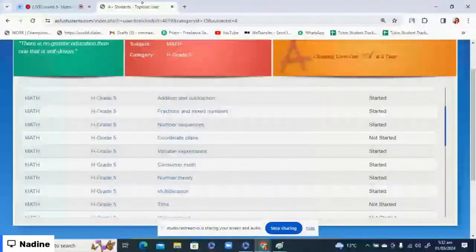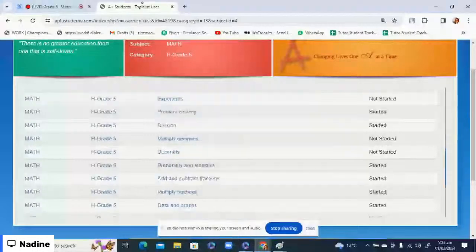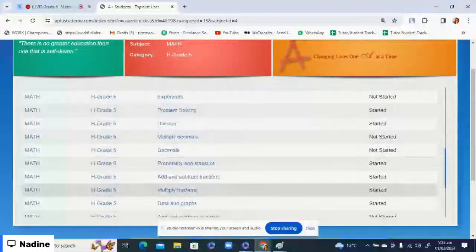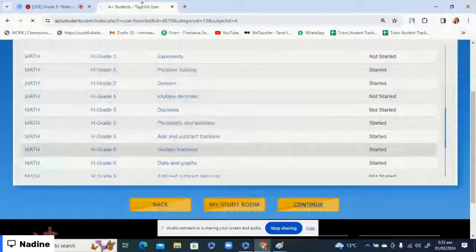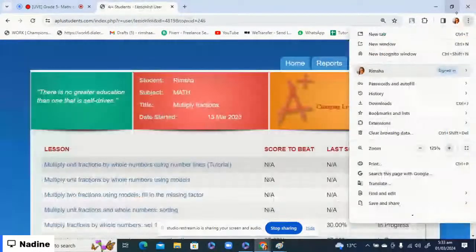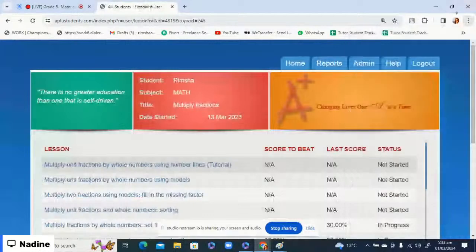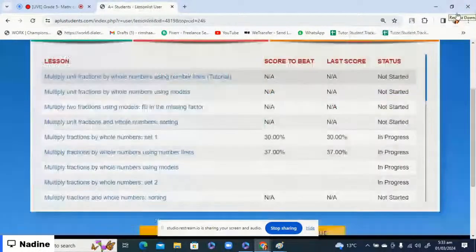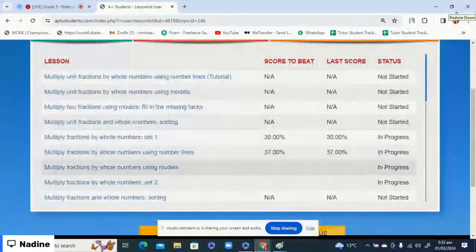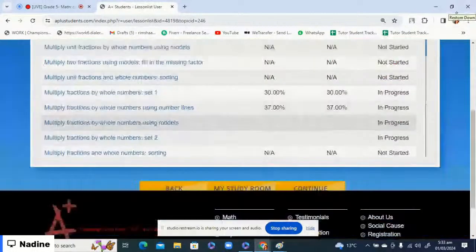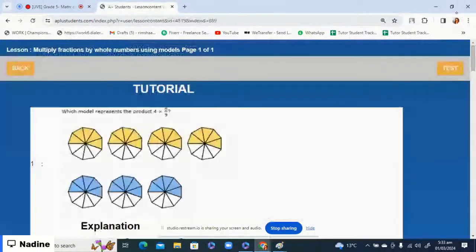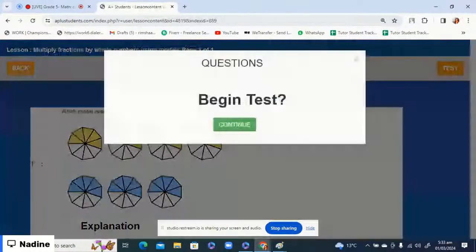Which lesson are we going to discuss? Multiply the fractions. It's too small now. It's better. Okay, we're going to discuss that third lesson. Okay, now let's move to the test.